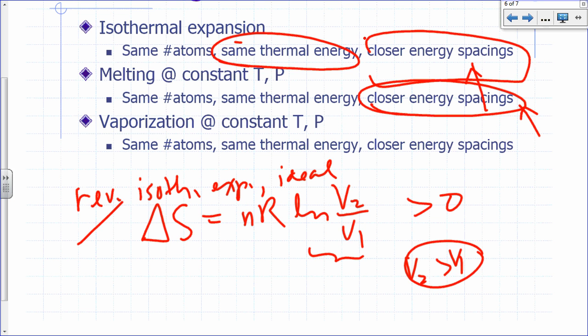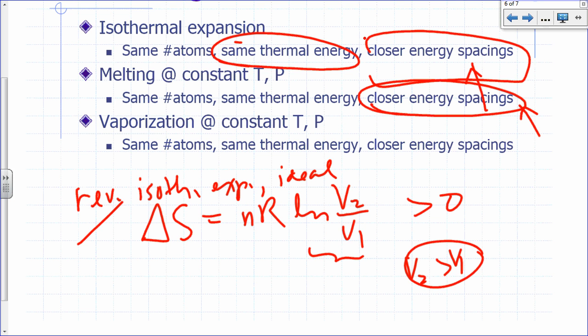Okay? So things that you associate with more disorder, those generally mean you're looking at the change in the quantization. More disorder means you're looking at closer energy spacings between the allowed energy levels.